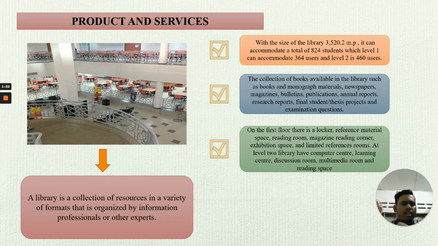On the first floor, there are lockers, a reference material space, a reading room, a magazine reading corner, an exhibition space, and limited reference rooms. At level 2, the library has a computer center, learning center, discussion room, multimedia room, and reading space.